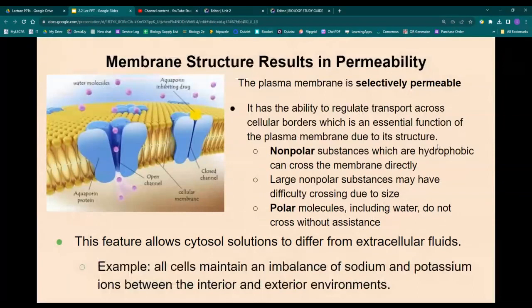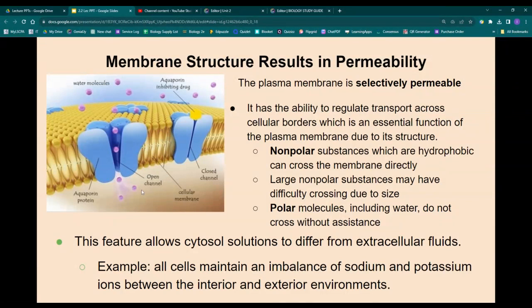The structure is going to result in it being selectively permeable, meaning it only allows some things through the membrane and not others. Non-polar substances that are hydrophobic can cross the membrane more easily, especially if they're very small, such as dissolved gases, because they are able to be around these fatty acid tails. Larger substances are going to need help crossing, especially if they're polar, including water.